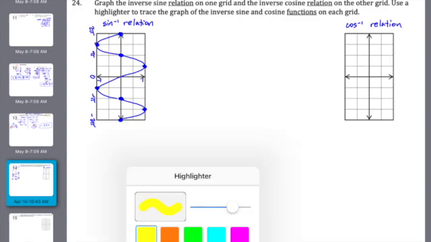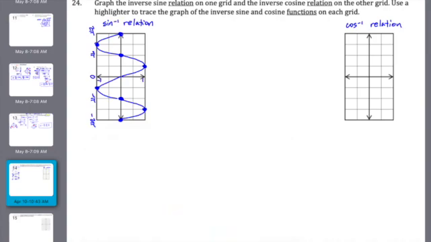So now I'm going to grab a highlighter, or you can like bold this part. And I know that this is definitely not a function because it does not pass the vertical line test. I can only go through one point on the vertical line, and I'm going through many, many points. So that's why we restrict the domain just from -pi/2 to +pi/2. So this highlighted part in the middle here, this just from -pi/2 to +pi/2 is the sine inverse function because it has that restricted domain.